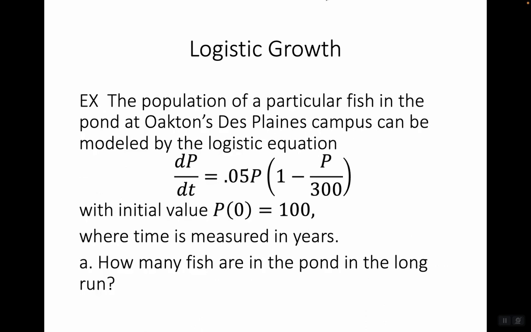For example, the population of a particular fish in the pond at Oakton's Des Plaines campus can be modeled by the logistic equation dp/dt equals 0.05p times (1 minus p over 300), with initial value p(0) equals 100, where time is measured in years. A, how many fish are in the pond in the long run?